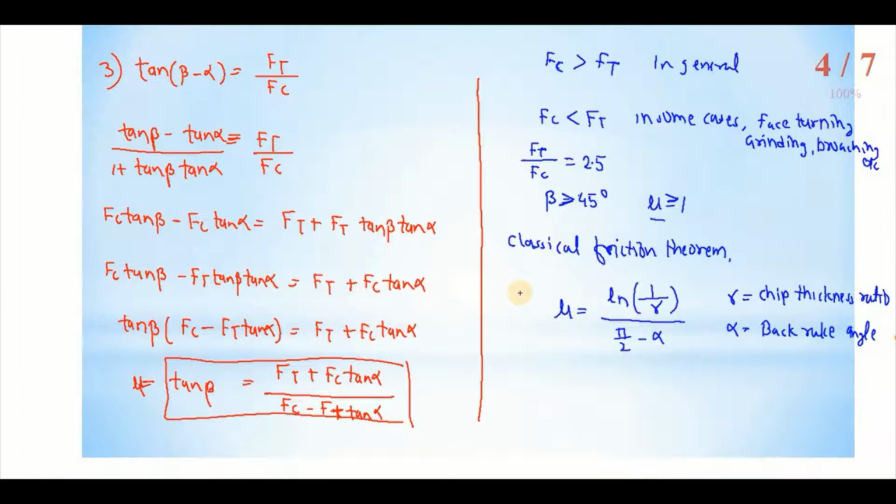So if the friction angle value is greater than 45 degrees, then we are getting mu equal to or greater than 1. Then to find out the coefficient of friction value, we are using the classical friction theorem. For that, the formula is mu equal to ln(1/r) upon (pi/2 minus alpha). So there we can find this relation for the coefficient of friction.